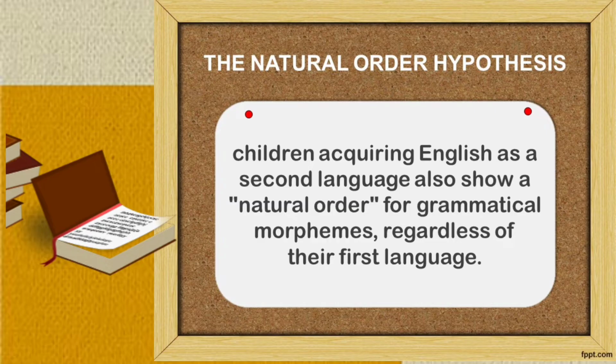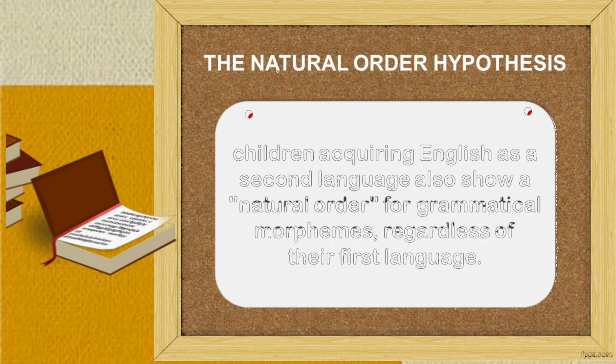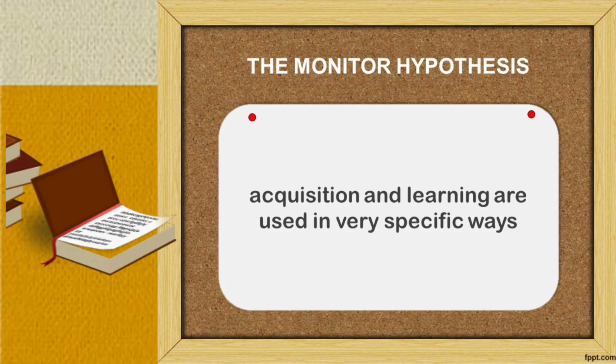Dulay and Burt reported that children acquiring English as a second language also show a natural order for grammatical morphemes regardless of their first language. The child's second language order of acquisition was different from the first language order, but different groups of second language acquirers showed striking similarities.